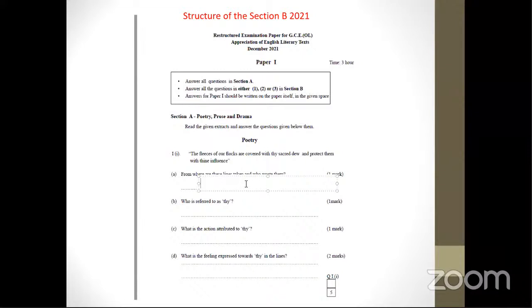Okay, I see some are typing answers for the second one also. Check whether your answers are correct. It is yes, To the Evening Star. And the writer, yes, William Blake.